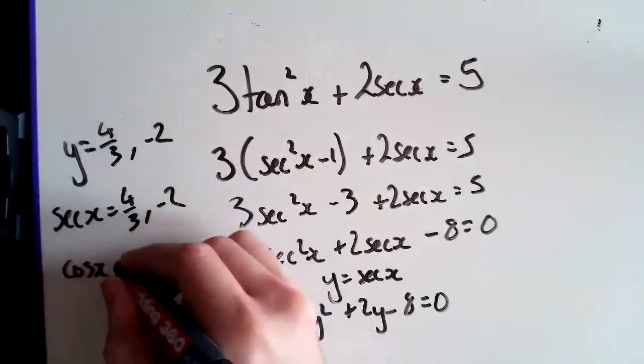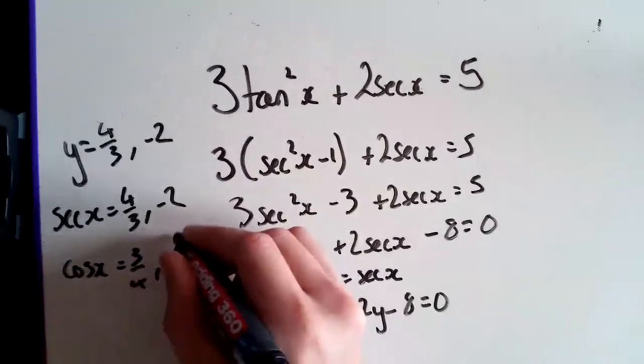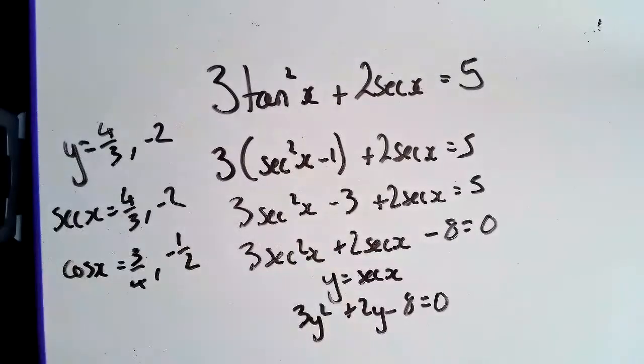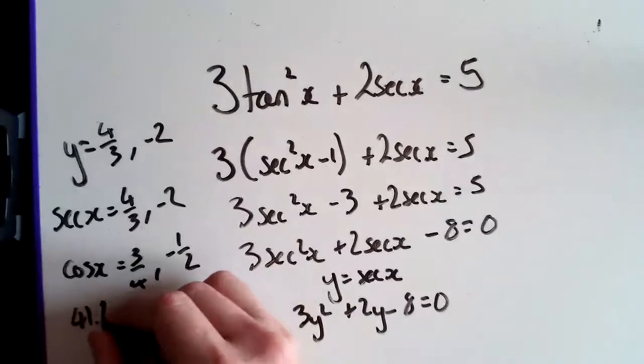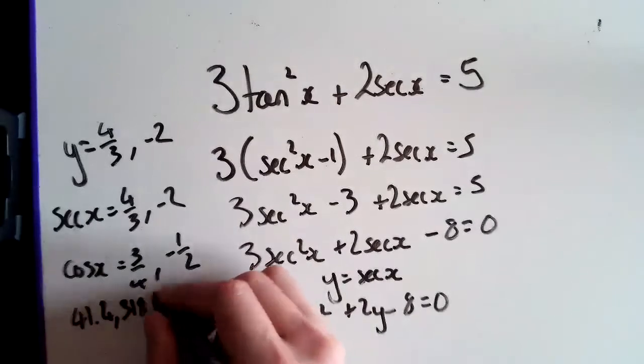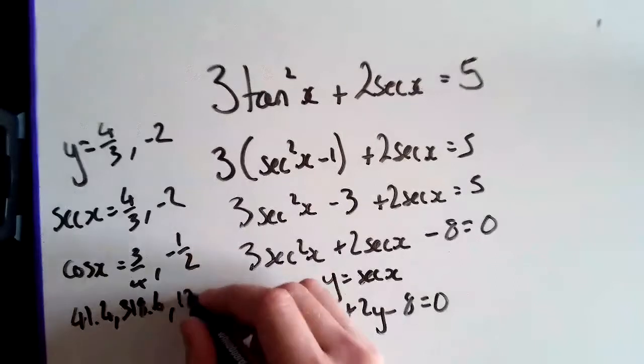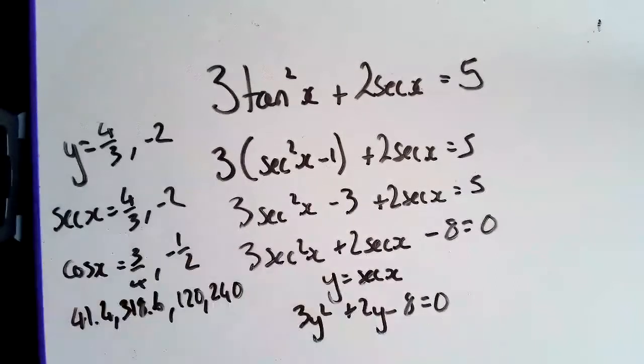So cos x equals 3/4 or minus a half, and then do cos^-1 to get the first angle, and then take it away from 360 to get the second angle. So from the first one, you get 41.4 and 318.6. And from the second one, you get 120 and 240.